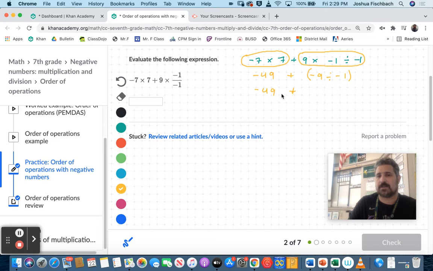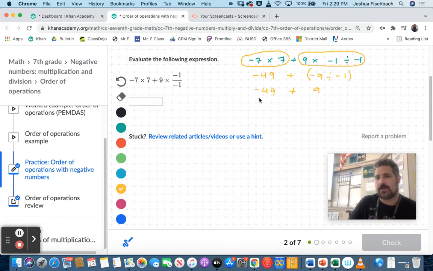So this result is going to be negative 49 plus positive 9. Now, if you were to just do negative 1 over negative 1, that would be 1, right? And 9 times 1 is 9, so it effectively works out to be the same value. But if you wanted to just stick to the principles of PEMDAS, you could just work multiplication and division from left to right, and you get the same answer, okay?